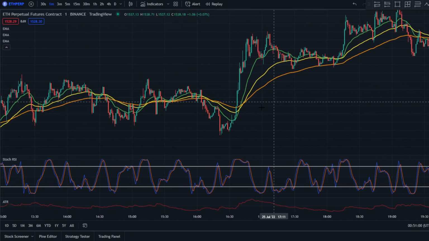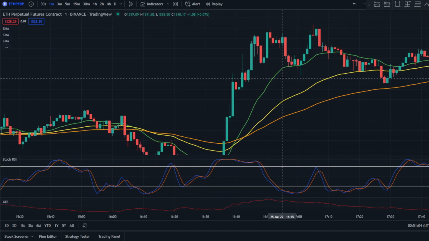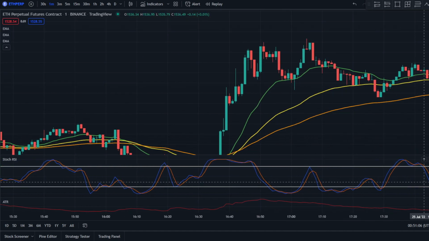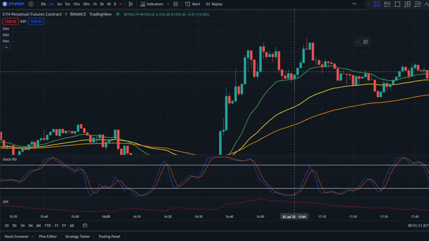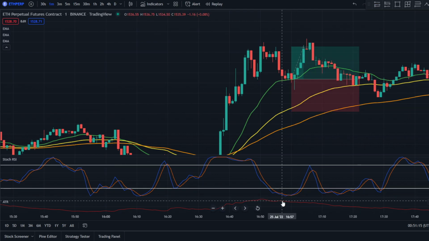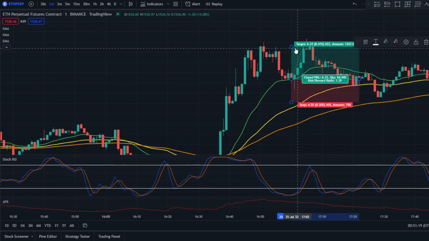I'm going to show you guys the long side. Right here we have the 3 EMAs crossing over, and we want to look for a crossover on the stochastic RSI right here. Here we have the crossover on this candle. ATR value is 3, so we have a 4.5 stop loss and a 1:1.